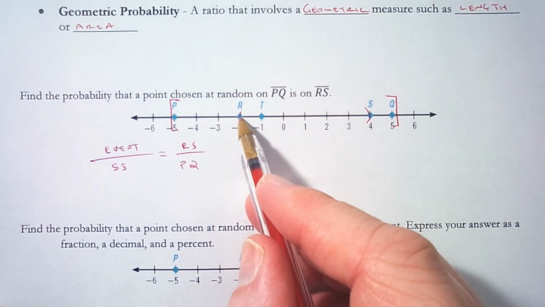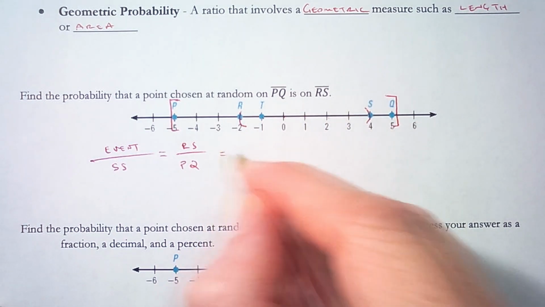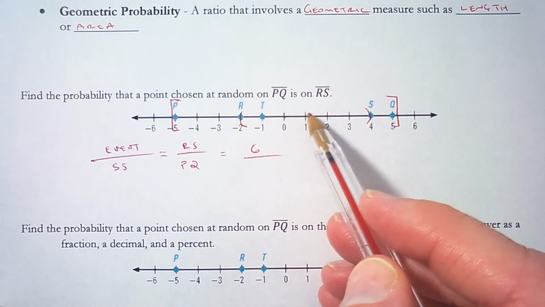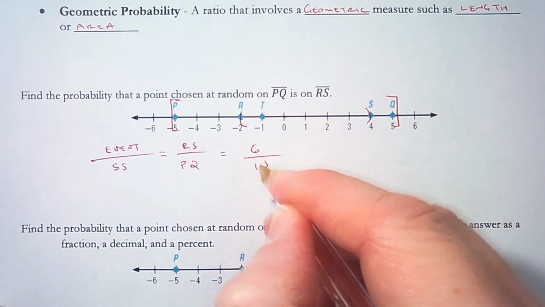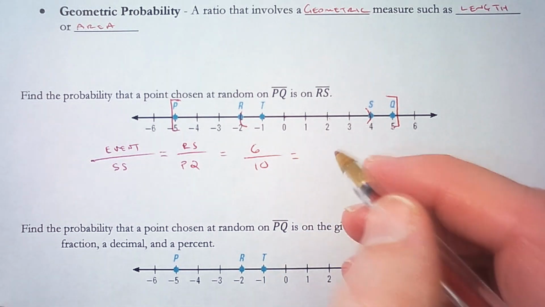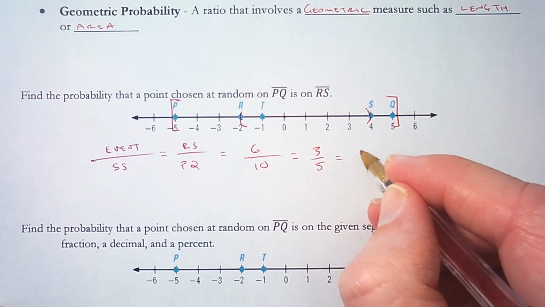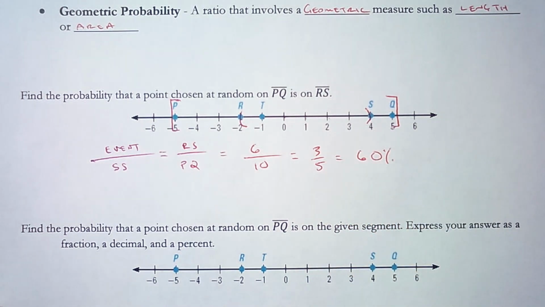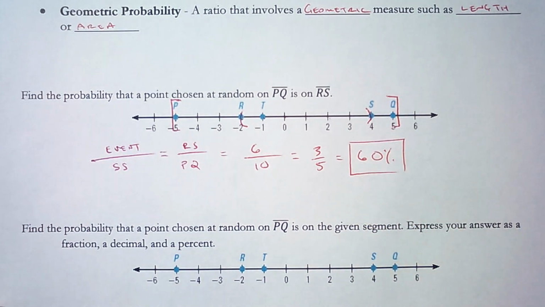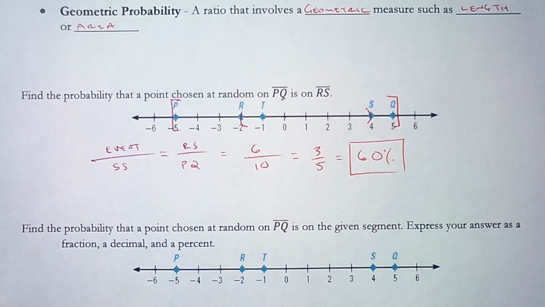So the length of segment RS, 1, 2, 3, 4, 5, 6. The length of segment PQ, 1, 2, 3, 4, 5, 6, 7, 8, 9, 10. 6 over 10, and that can simplify to 3 over 5 or 60%. So there is a 60% probability that a point chosen on PQ happens to lie also on RS.